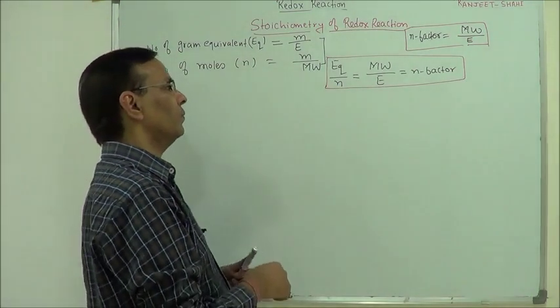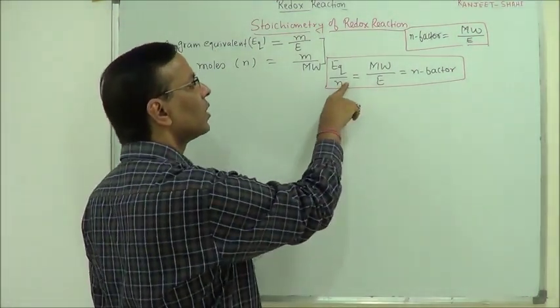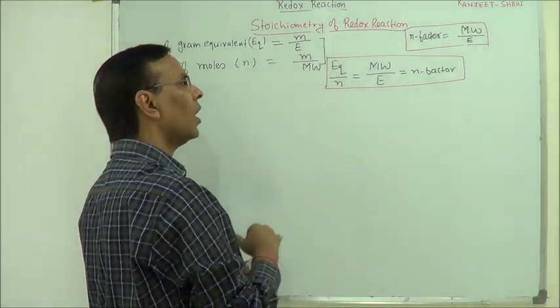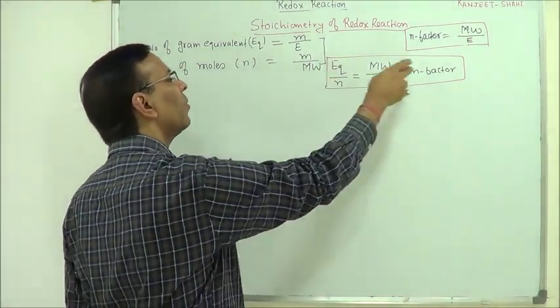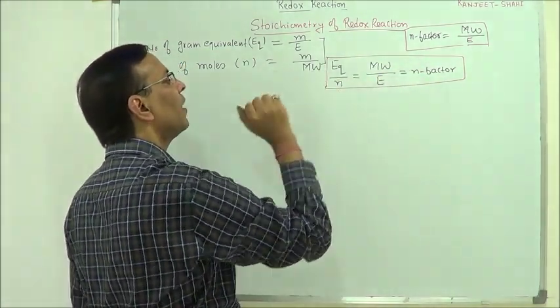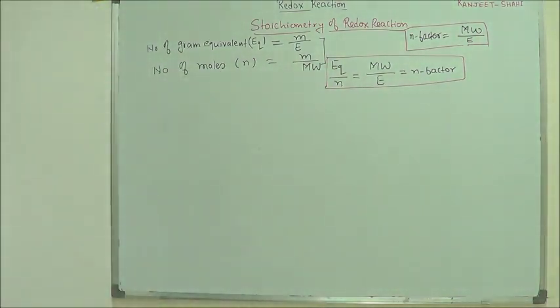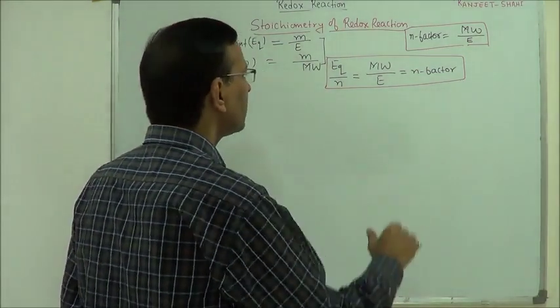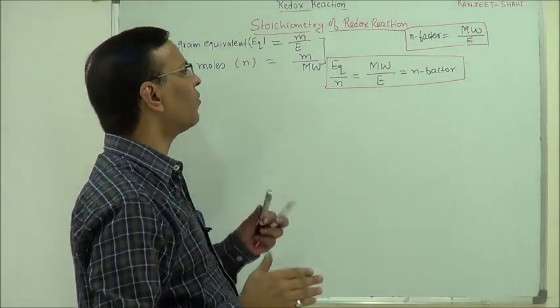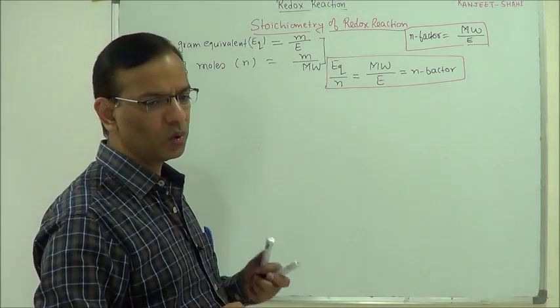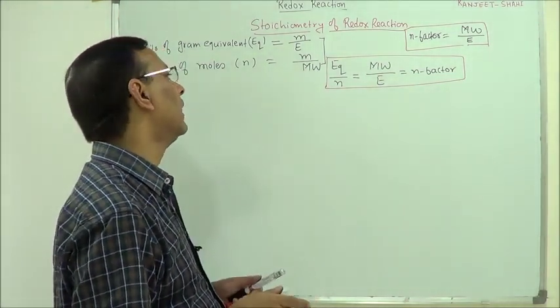If we know number of moles, multiply with n factor to determine the number of gram equivalent, or if we know the number of gram equivalent, divide it by n factor to obtain the number of moles. So number of equivalent and number of moles are related. If one is known, other can be known using n factor.